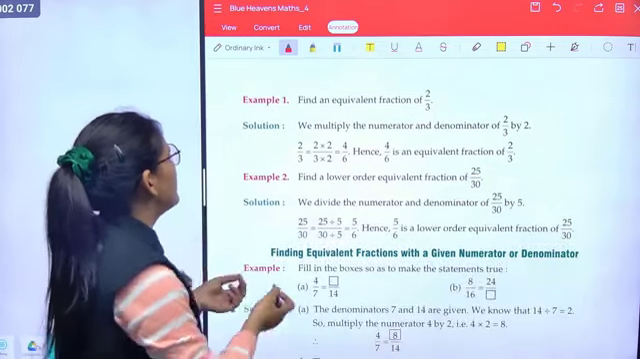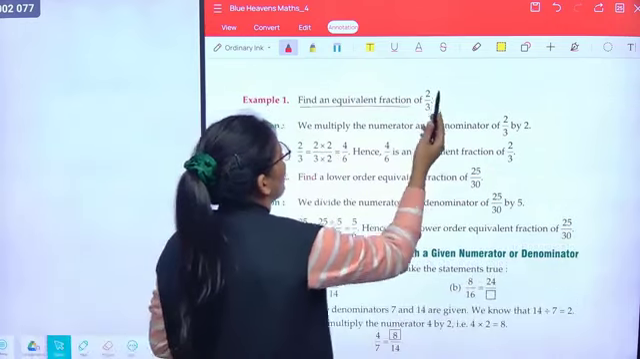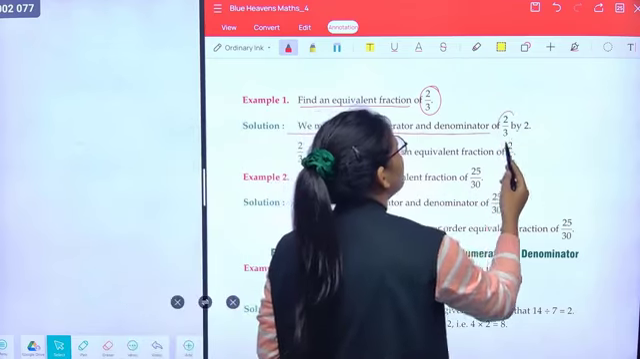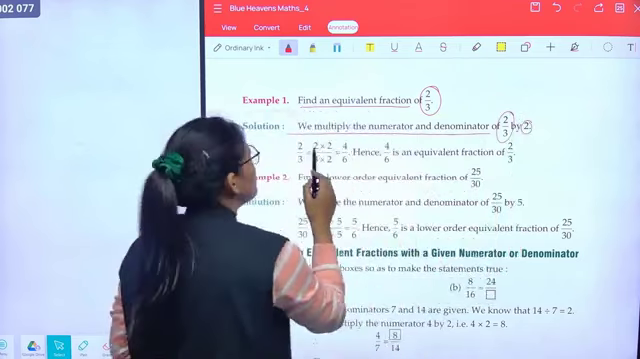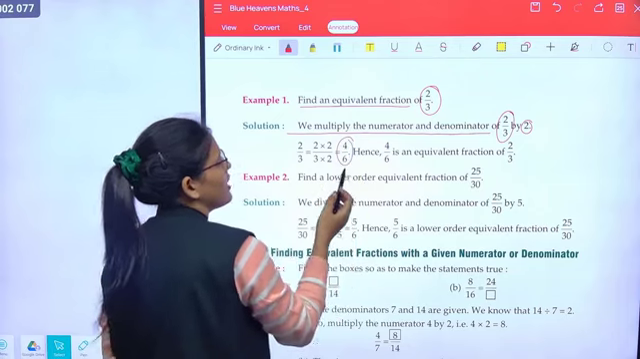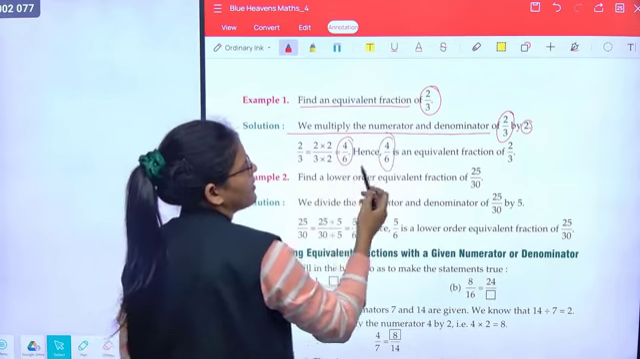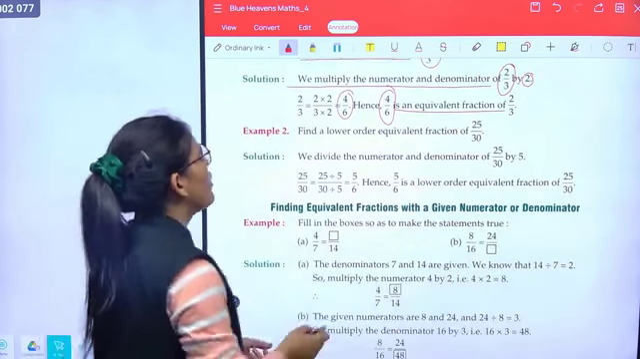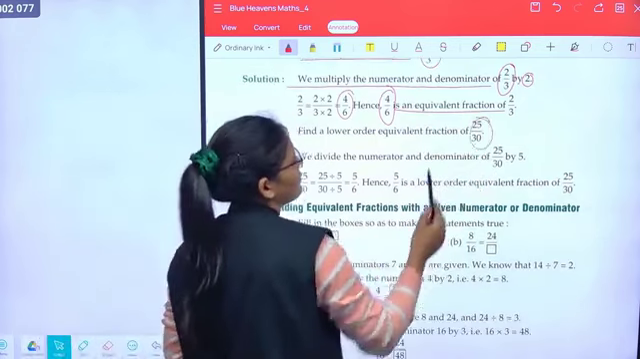Now, example number 1, find an equivalent fraction of 2/3. We multiply the numerator and denominator of 2/3 by 2. So 2 2s are 4, 3 2s are 6, so 4/6 is an equivalent fraction of 2/3. Now hence a lower order equivalent fraction of 25/30.